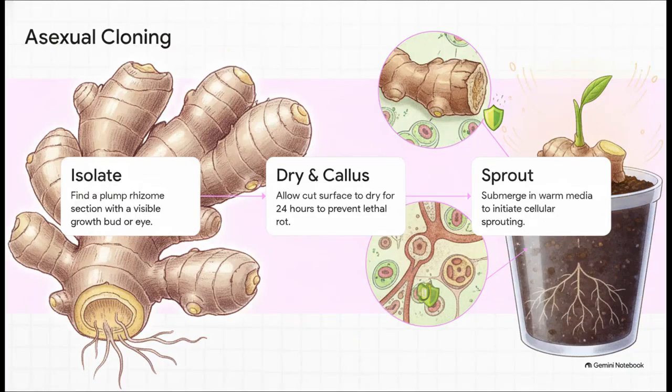Now, because of this highly unique structure, humanity has propagated ginger through asexual cloning for millennia. Here's how that works. First, you isolate a plump piece of the rhizome that has a visible eye or bud on it. Actually, it's very much like a potato in that regard. Second, you have to let that cut surface dry out and physically callus over for about 24 hours. This brilliantly utilizes the plant's own biological healing mechanism to create a protective scab which stops lethal rot in its tracks. Finally, you submerge it in warm, well-draining media, which triggers rapid cellular division. And just like that, a perfect genetic clone of the parent plant begins to sprout.